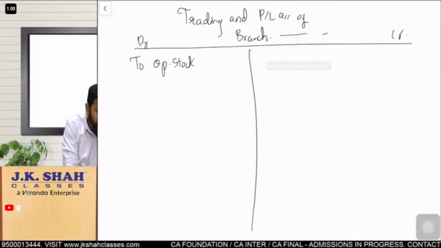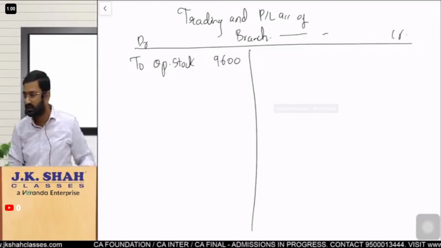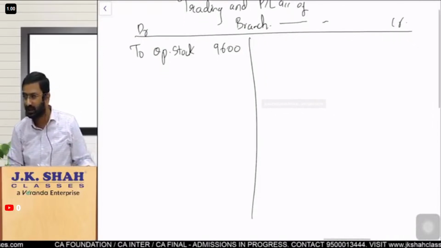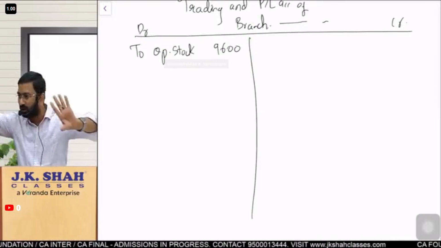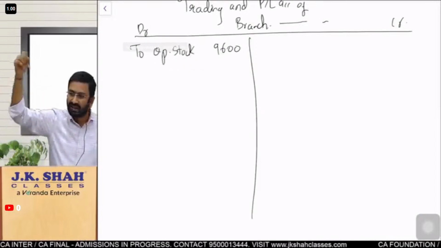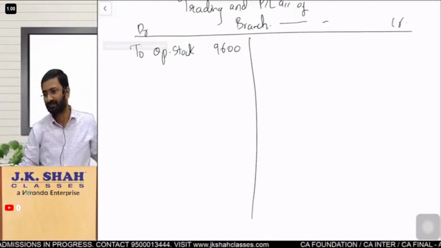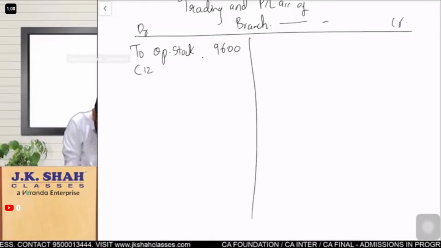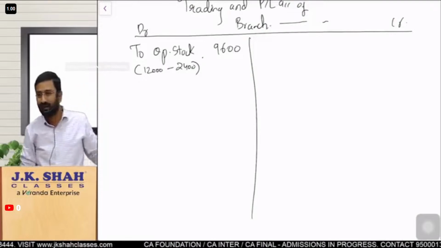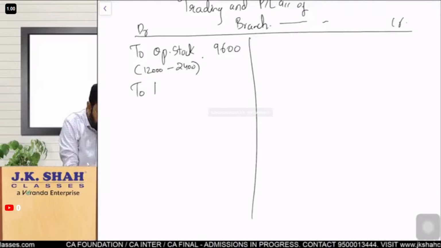So opening stock, how much? 9,600. What is that 9,600? Cost. Don't record it at invoice price, then loading, elimination, all the drama. No. Now directly we record opening stock, closing stock, everything at cost. Clear? And what is the cost of the opening stock? 9,600. 12,000 less 2,400 loading. Correct? Hello? Two, purchases.